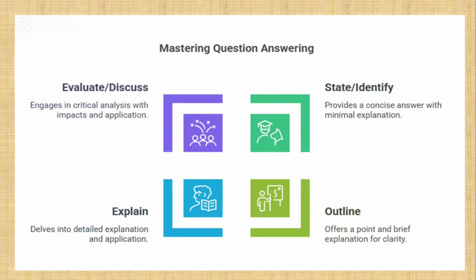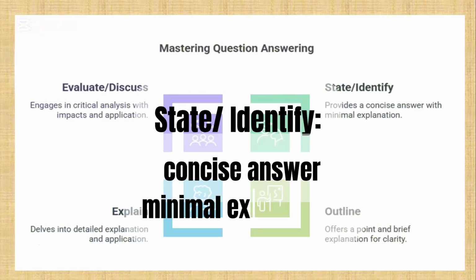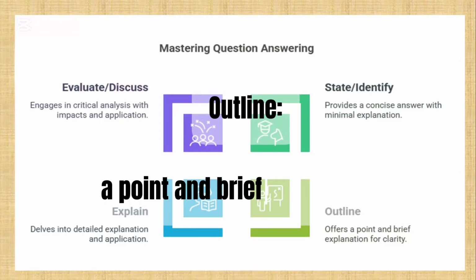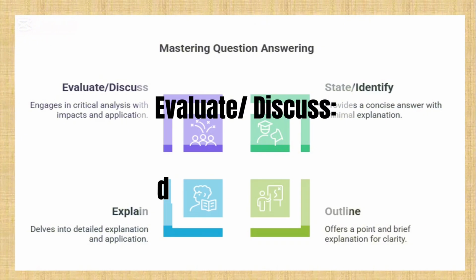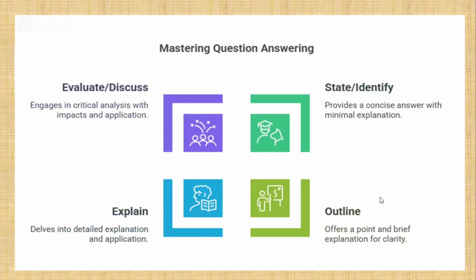So sometimes you may get questions where the main part of the question is asking you to either state or identify. In that case, you are looking to provide a concise answer with no explanation or minimal explanation. Outline, in this case, you are looking at a point and a brief explanation. To explain is another one. You can look at a point, explain, and then afterwards justify your answer. And then the next area can be to evaluate or discuss. In that case, it will require a more detailed answer. So we're going to take a look at each one.